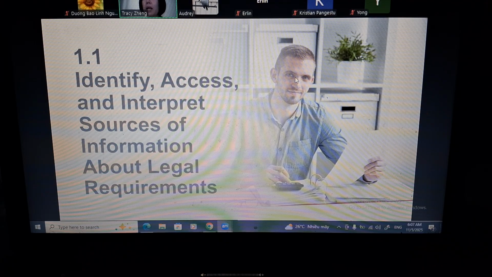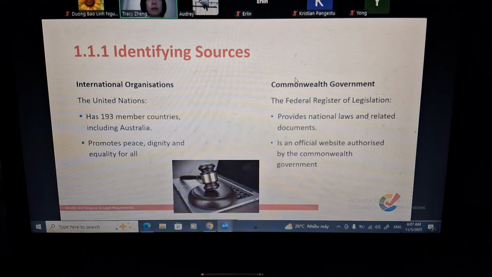For example, when I'm asking you what those legal requirements are, if you do need to do some research, you probably need to find out where you can get that information from, right? So the first thing is you can check some international organizations. They will probably also publish information about legal requirements globally.